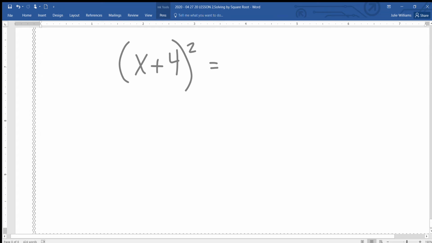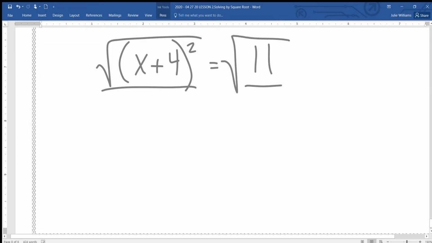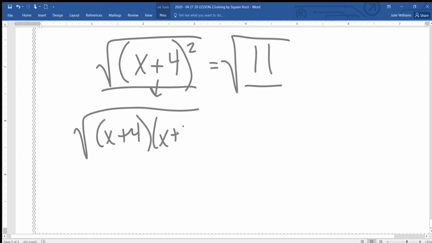11. Okay. All right, so you have a quantity squared on the left and then just a constant on the right. This is perfect to use the square root method. Okay, simply take the square root of both sides. Again, what this actually is just x plus 4, x plus 4.